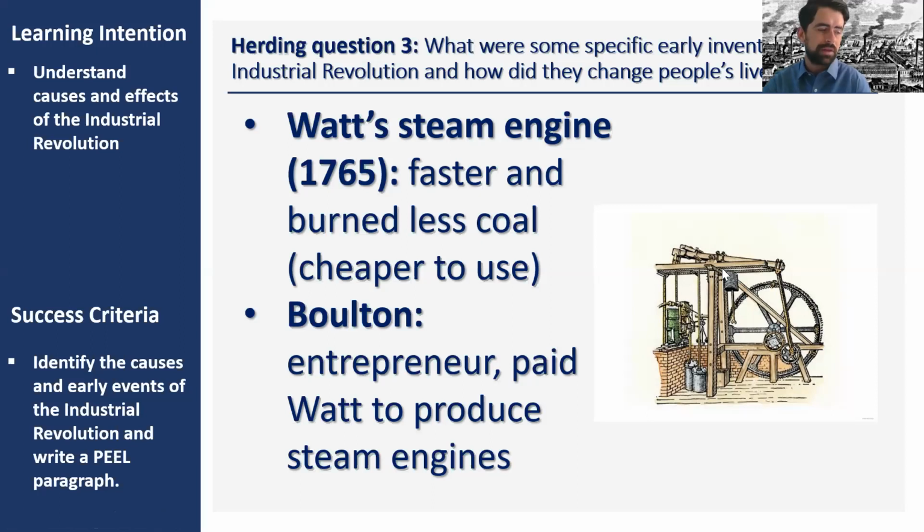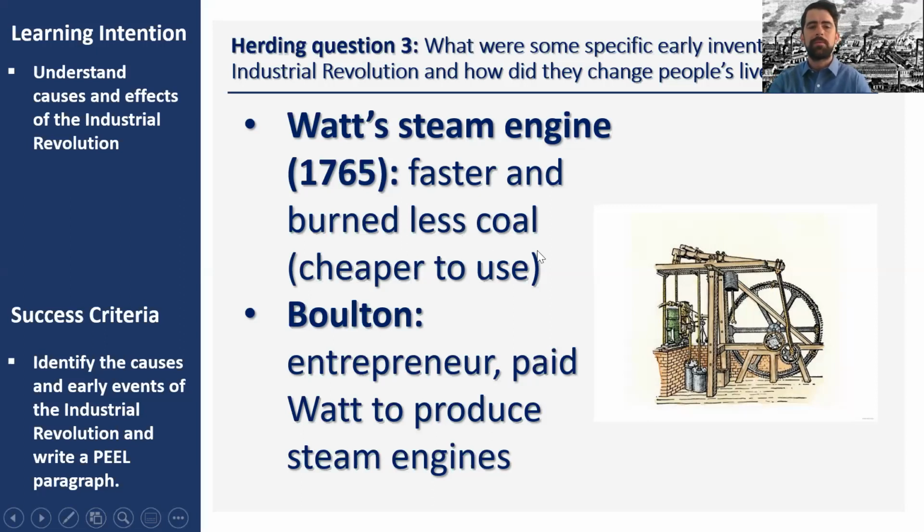So coal would typically be used in a lot of these factories, but the steam engine could be used for trains and for boats to go a lot more quickly, a lot faster, while using less coal, meaning less coal was needed in order to run this.